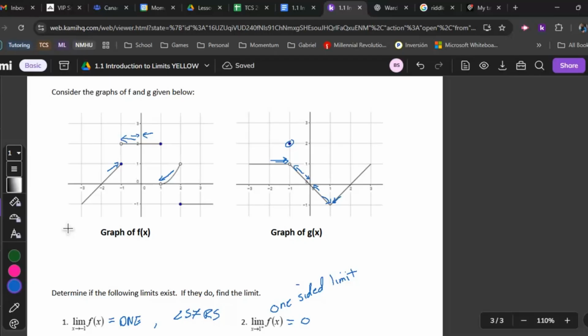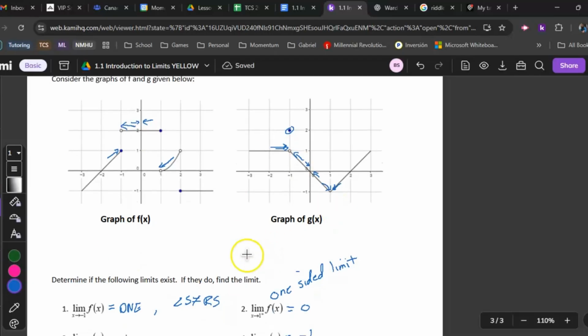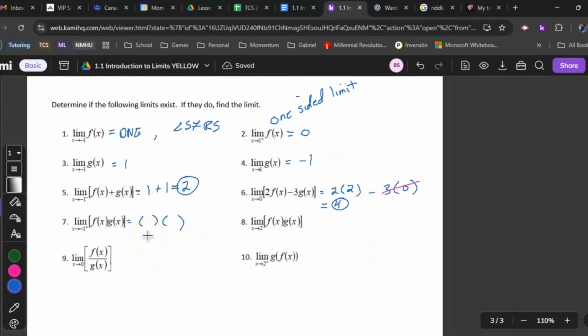I get 1 on this one, right? I got 2 on f of x and 1 on g of x. So this was 2, this was 1, and so our answer is just 2 again.